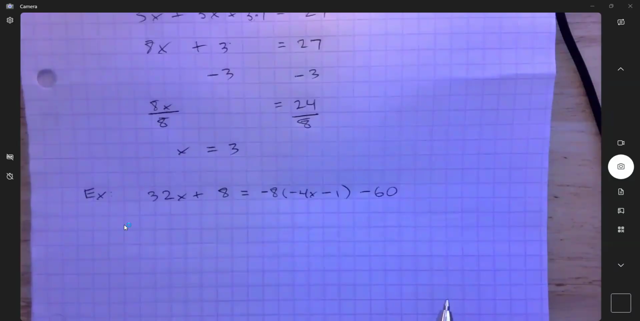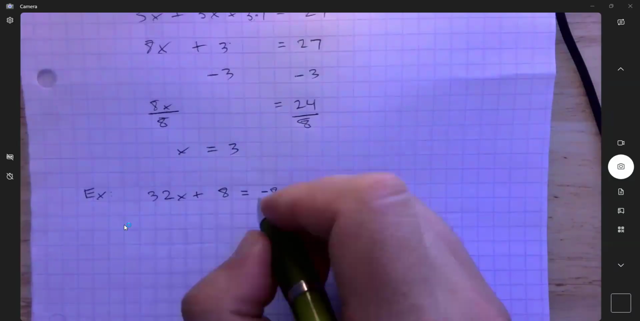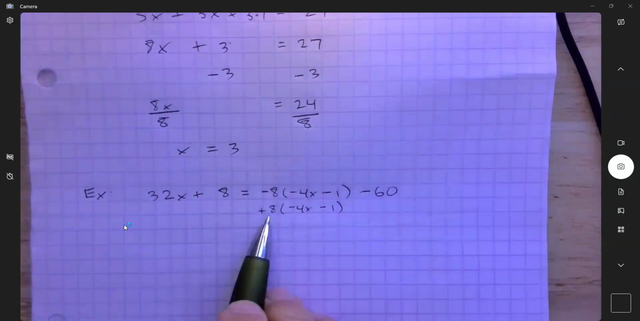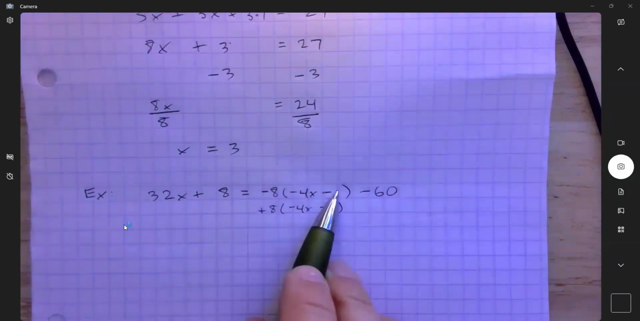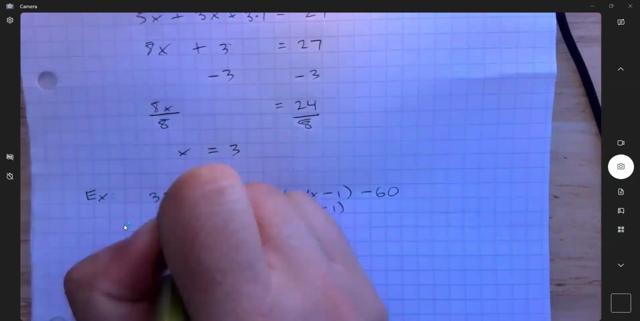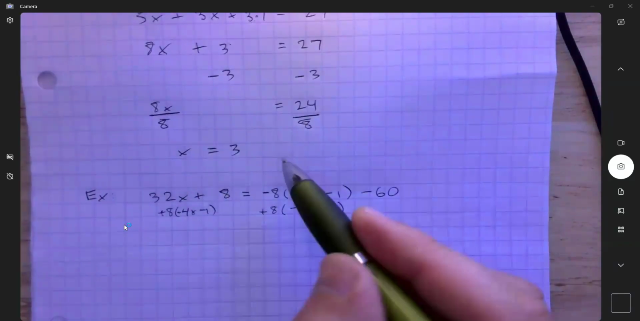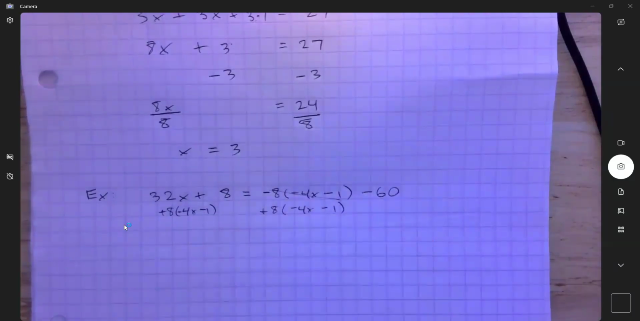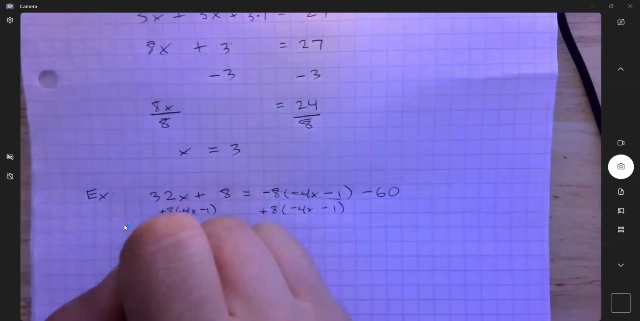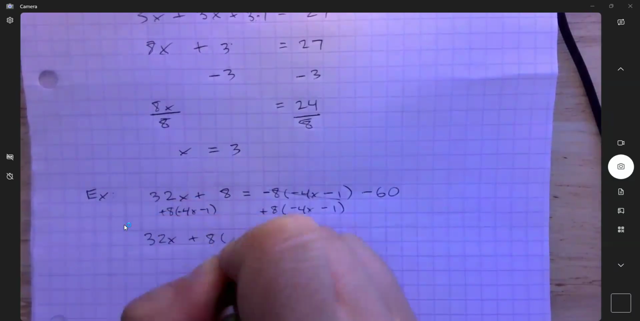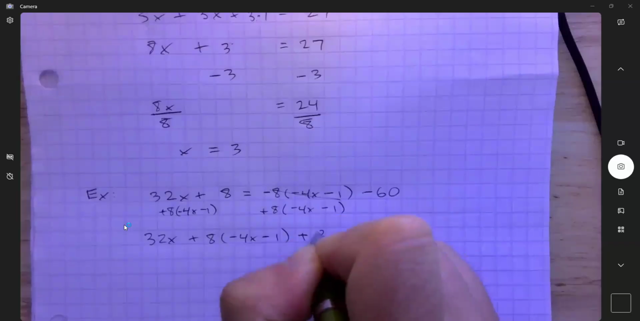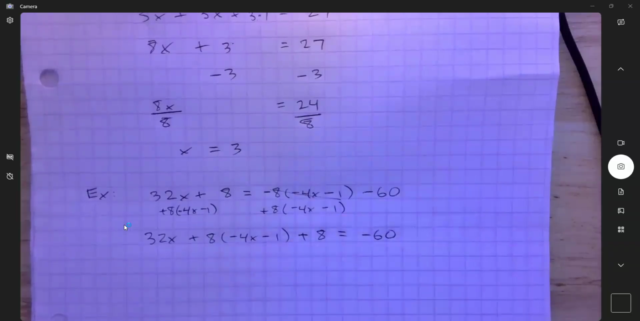The first step is to collect all the x's. So to do that, I'm going to add 8 times negative 4x minus 1 to both sides. And that's going to cancel out this whole term here. And so I get 32x plus 8 times negative 4x minus 1 plus 8 equals negative 60.